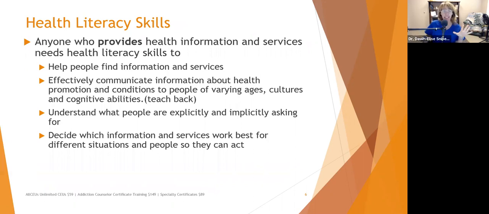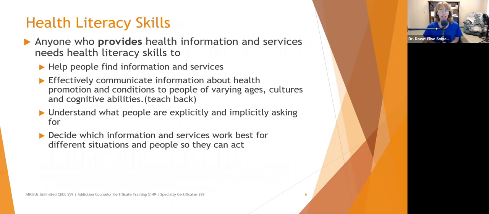Anyhow, that's teach back. We need to be able to understand what people are explicitly and implicitly asking for. Now, in some cases, clients may be explicitly saying they've got pain and they want pain relief, and implicitly they're wanting drugs because they're addicted to opiates. That is the worst case scenario.